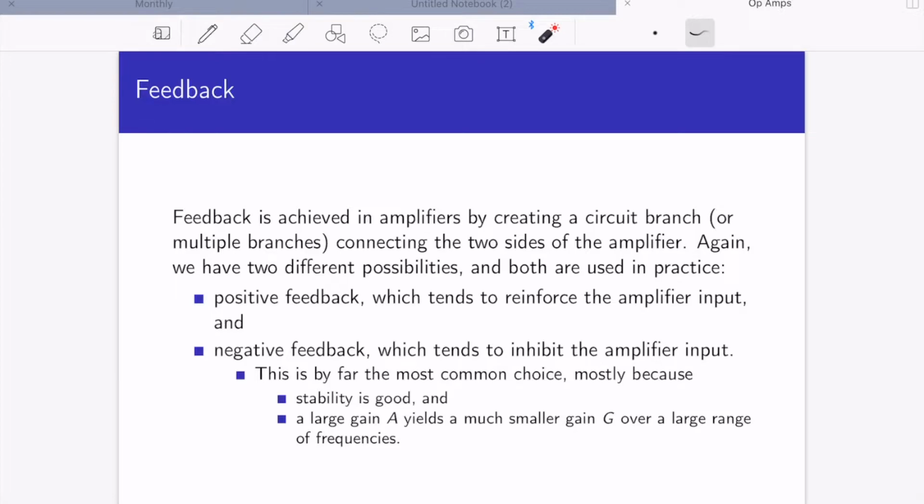There are reasons you might want to use positive feedback, but negative feedback is much more common, mostly because it has good stability, and you can get a large gain A that will give a gain of G over a large range of frequencies. Okay, G will be much smaller than A, but it will still be a gain that's desirable across a large range of frequencies.